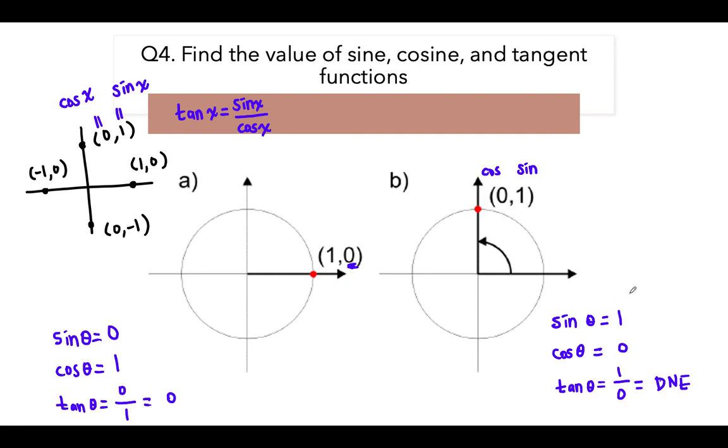So you can double check by putting it in your calculator. Sine 90 degrees is going to give you 1. And you can also double check by putting tangent 90 degrees in your calculator, it is going to give you a math error, meaning it does not exist.